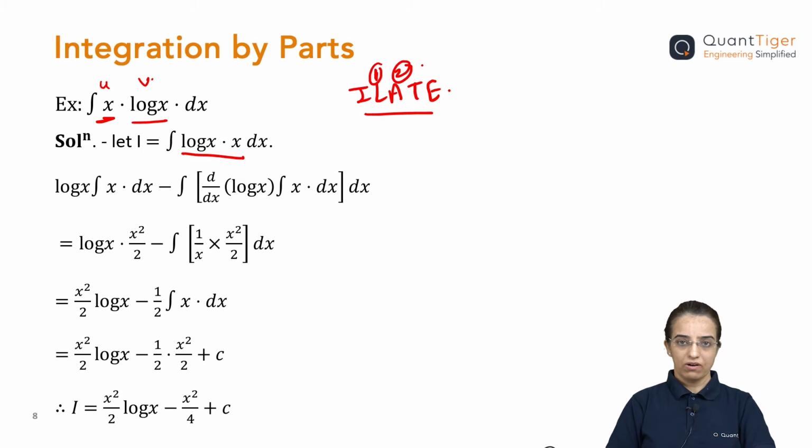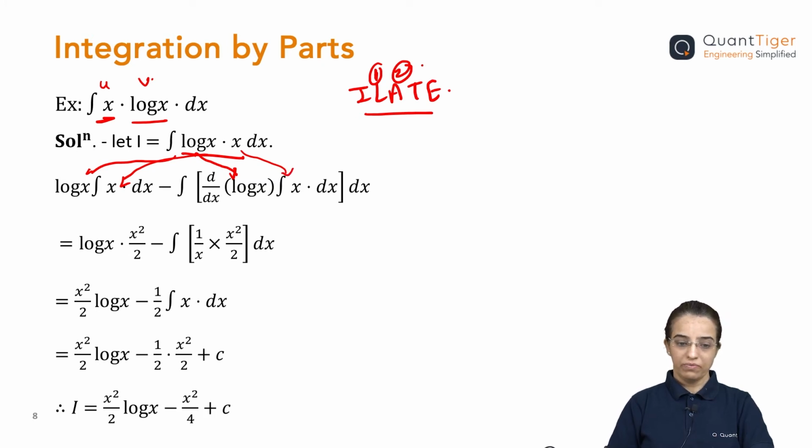Now once you change the order, after putting it in the order, we will start applying the rule. So the first function comes as it is, then integration of the second function, the second function is x as it is, minus integration of derivative of the first function into integration of the second function.